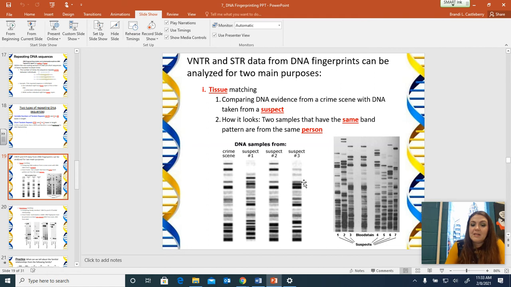Now, again, does that mean that they did it? Did they commit the crime? Not necessarily. It means that they were at the crime. So it proves that they were there and they left their DNA there. But we have to keep looking and digging to figure out if they did it.